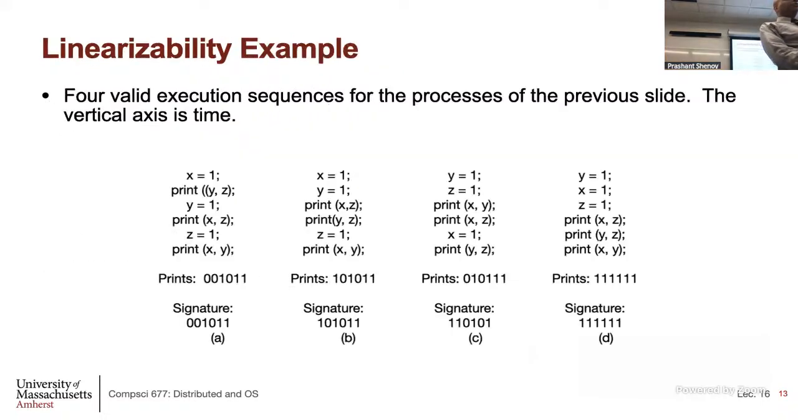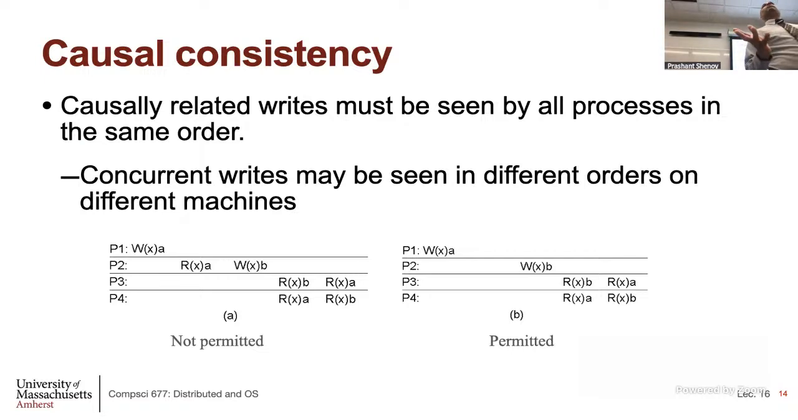So that's what linearizability does, but I'm going to give you another example. What does it mean to send a message? Here's an example of an implicit message. You write A to X. Process P is going to read that shared data X and reads A. And then it writes B.